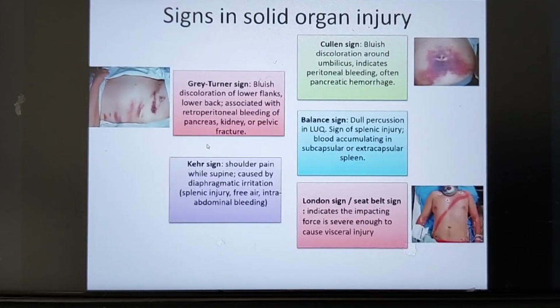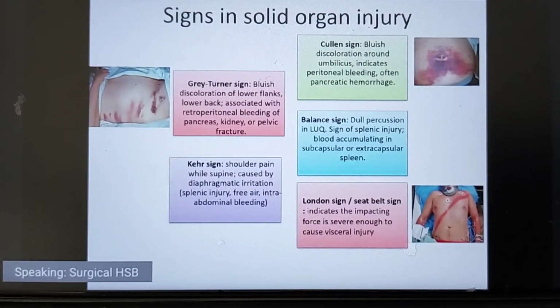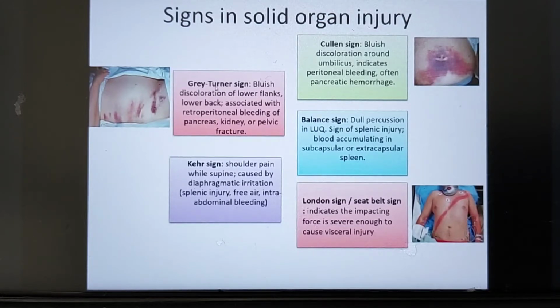Moving on to the location of the injuries. As I mentioned before, solid organs are the most common organs involved in blunt trauma, and these are the signs that can be presented in solid organ injuries. Let me explain about the Grey Turner sign. Grey Turner sign is a bluish discoloration at the lower flank and lower back, usually associated with retroperitoneal bleeding of the pancreas, kidney, and also pelvic fracture.